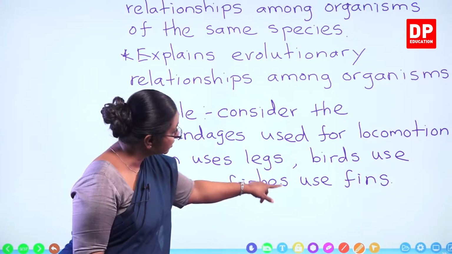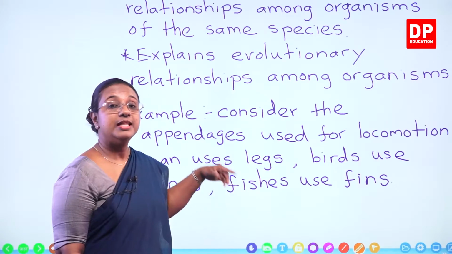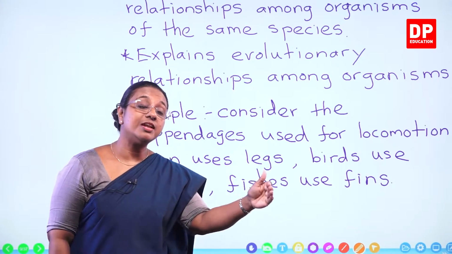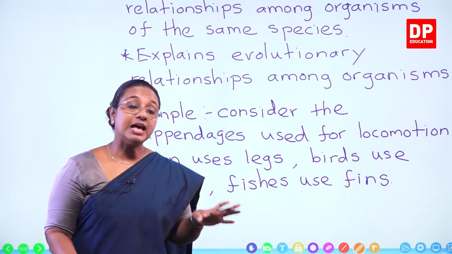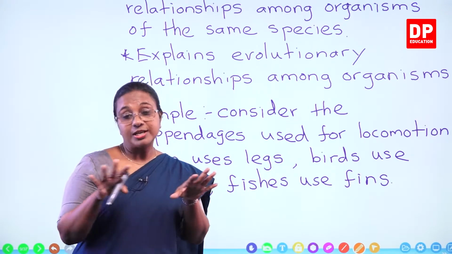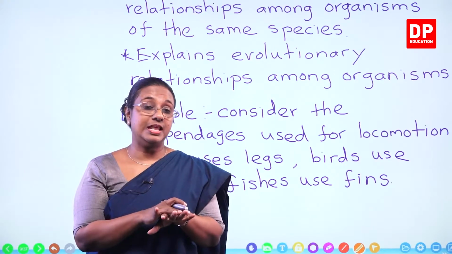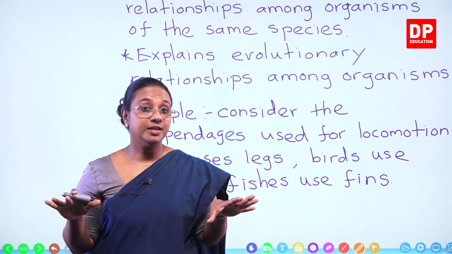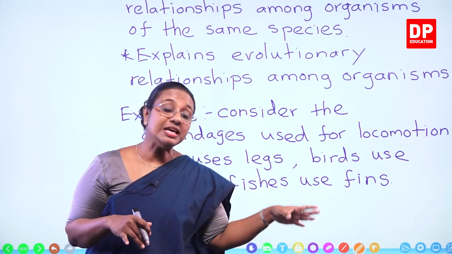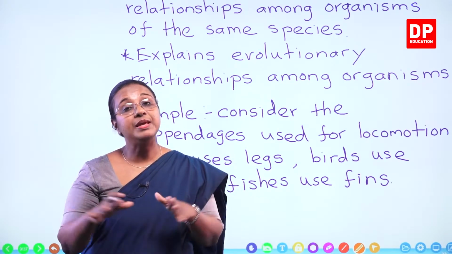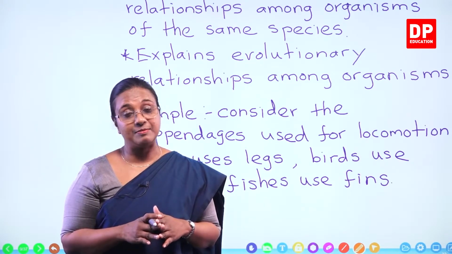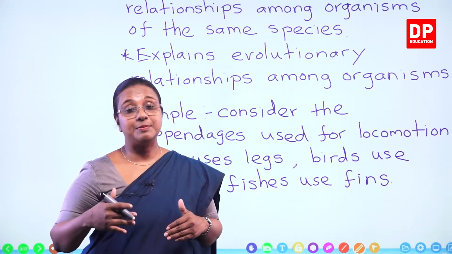You can see fishes belong to one group. Then after fishes, we have the development of amphibia. They have legs, and you all can remember the legs of frogs. There is a membrane between them. Webbed feet we call it. So, they can use that for swimming as well as hopping on the terrestrial environment. So, that is a development.